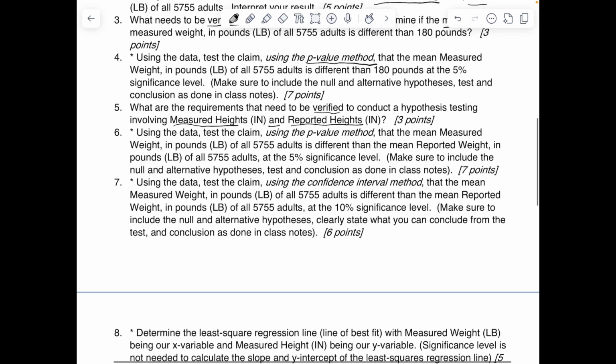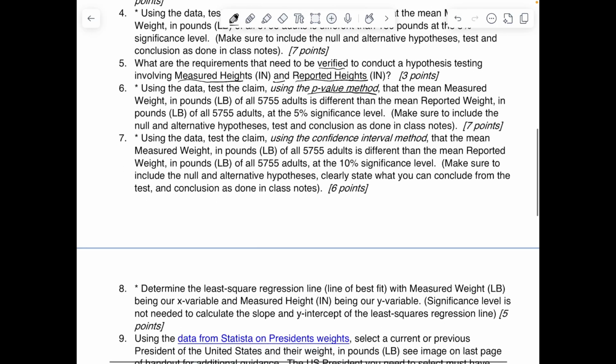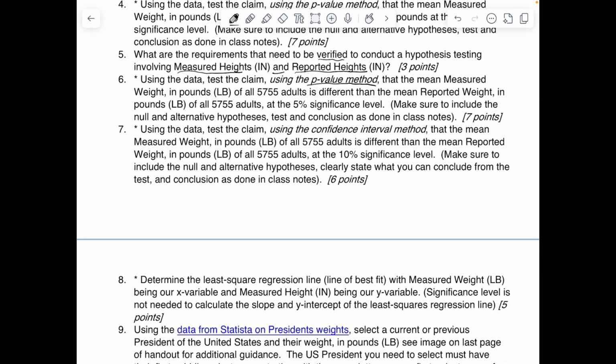Number 6 says using the data, test the claim at the p-value method, again the same method, that the mean measured weight in pounds of our adults is different than the mean reported weight in pounds of the adults at a 5% significance level. Again, make sure to include your null alternative, your p-value, your testing, and your conclusions as done in class. Number 7, it says using the data, test the claim, this time using the confidence interval method.